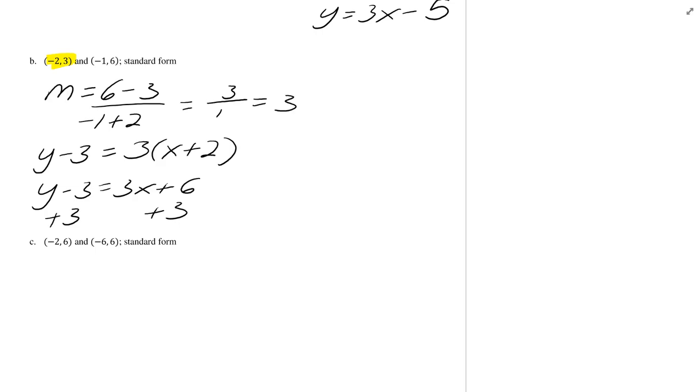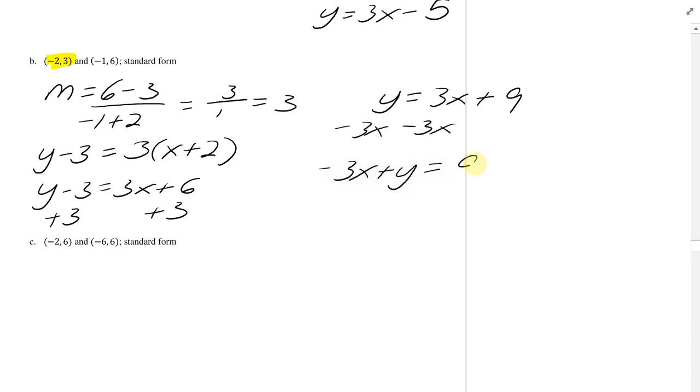Okay, so like I was saying, this should be y equals 3x plus 9. And then to finish this, I need this in standard form. So this will be -3x plus y equals +9.